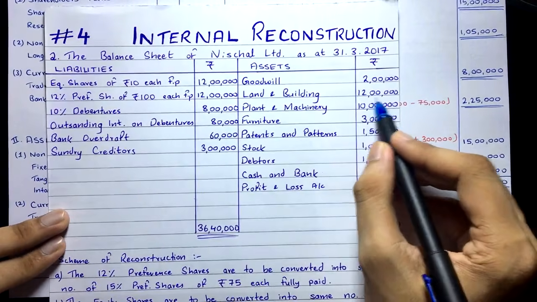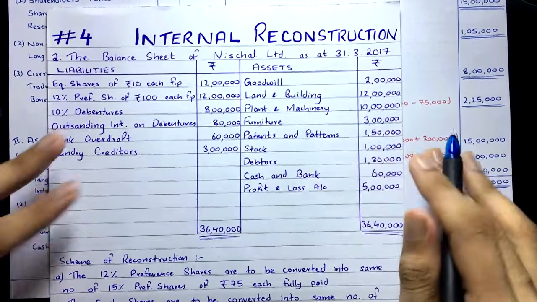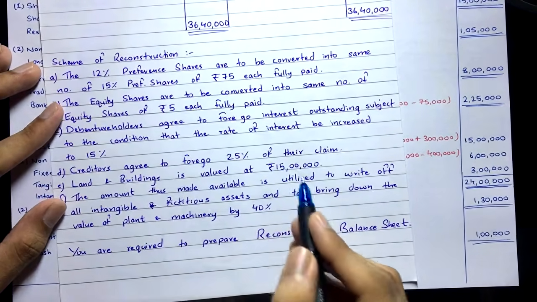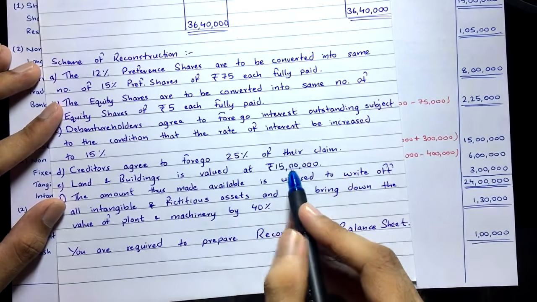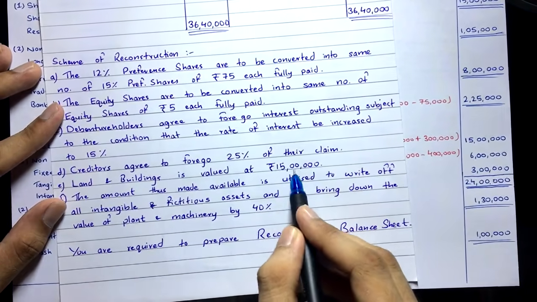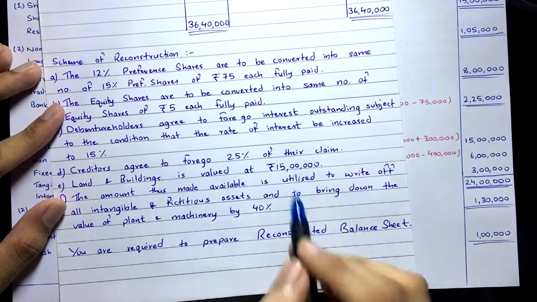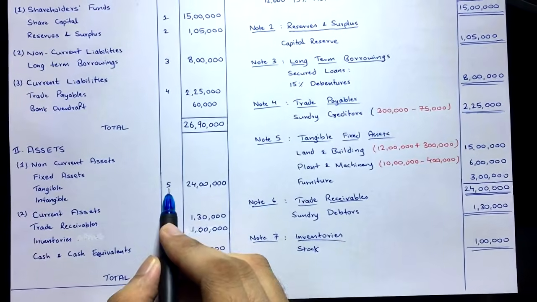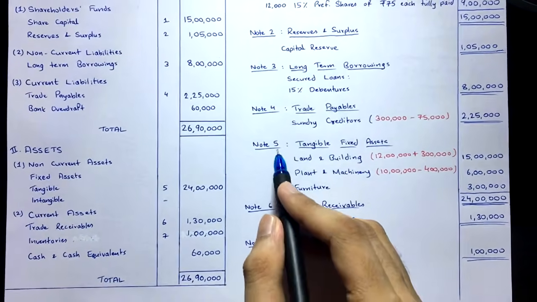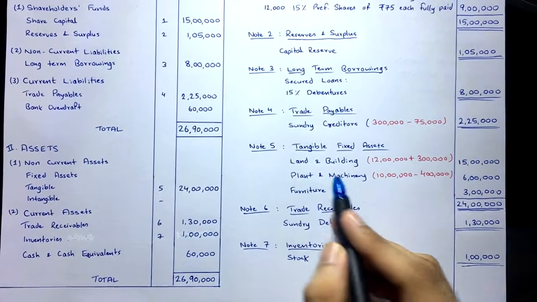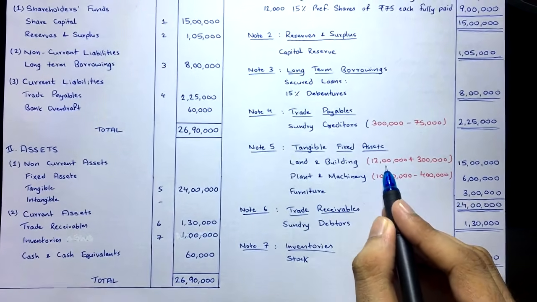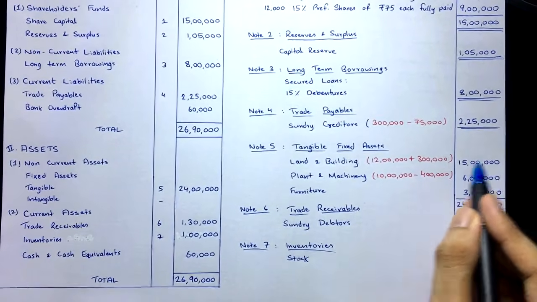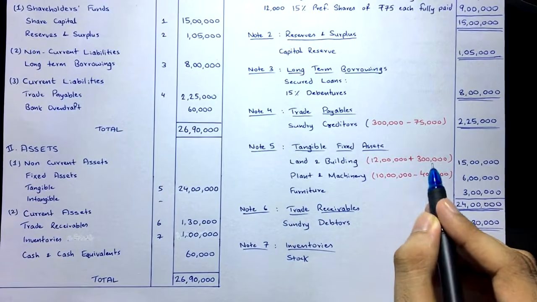Did we change any value of land and building? Yes, land and building was appreciated. The value was increased. Land and building was valued at 15 lakh. Its value increased by 3 lakh, isn't it? So we have to record this new value, land and building, at 15 lakh. Understood? See here, tangible asset, note number 5, leave it empty, go to note number 5, tangible fixed assets, land and building. Its value was 12 lakh before in the old balance sheet, but in the additional information they said the value is 15 lakh. So that is what you have to take, 15 lakh. Its value increased by 3 lakh, simple.